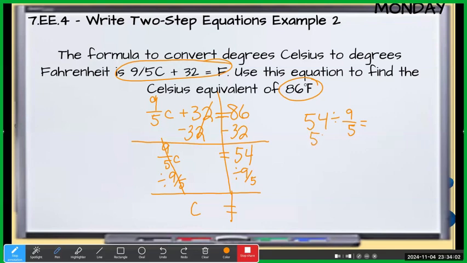So 54/1 multiplied by what? Good job, thank you. 54 times 5. Somebody check. 1 times 9. All right, that required a few checks. 270 divided by 9. 30. That's 2 of them. So 86 degrees Fahrenheit would be 30 degrees Celsius.